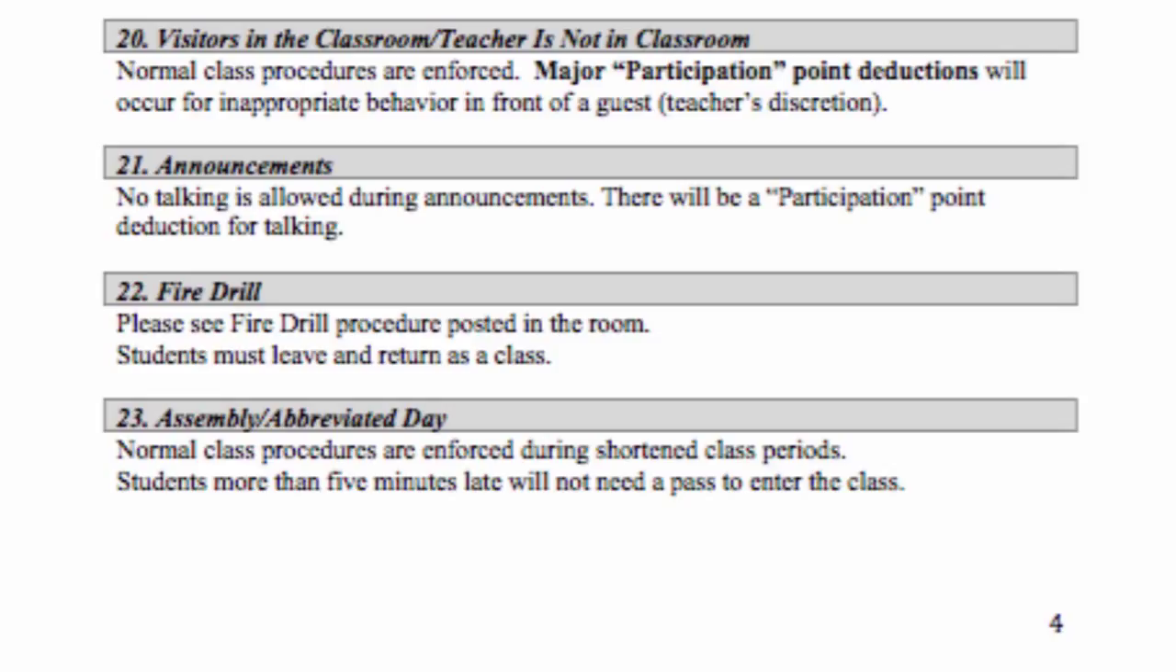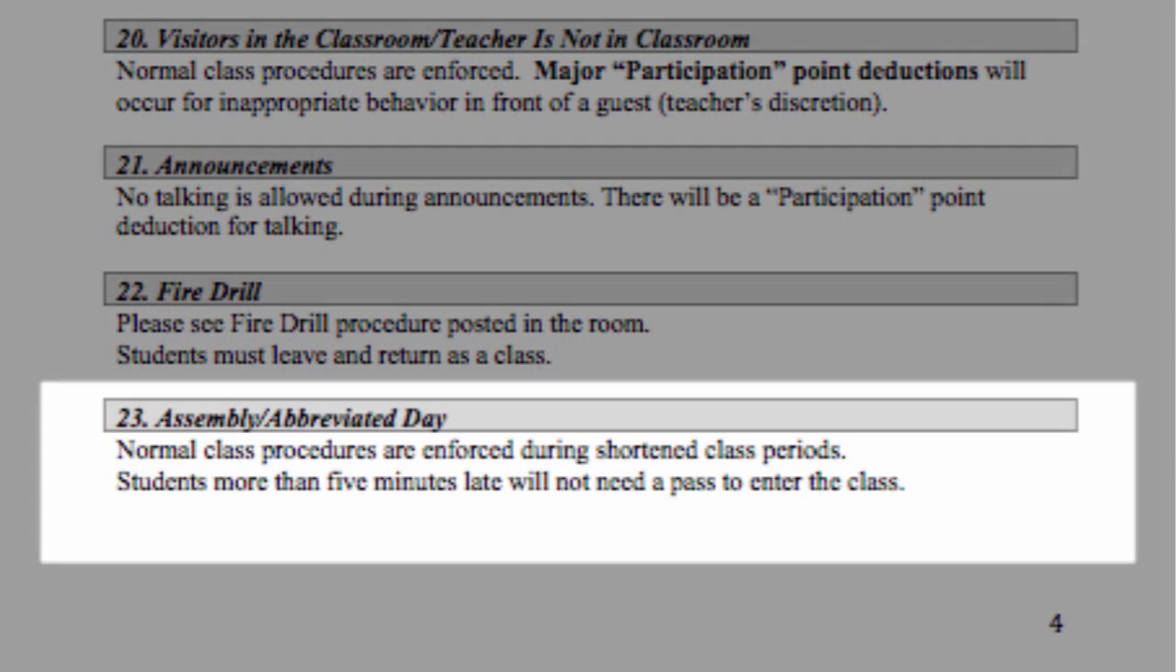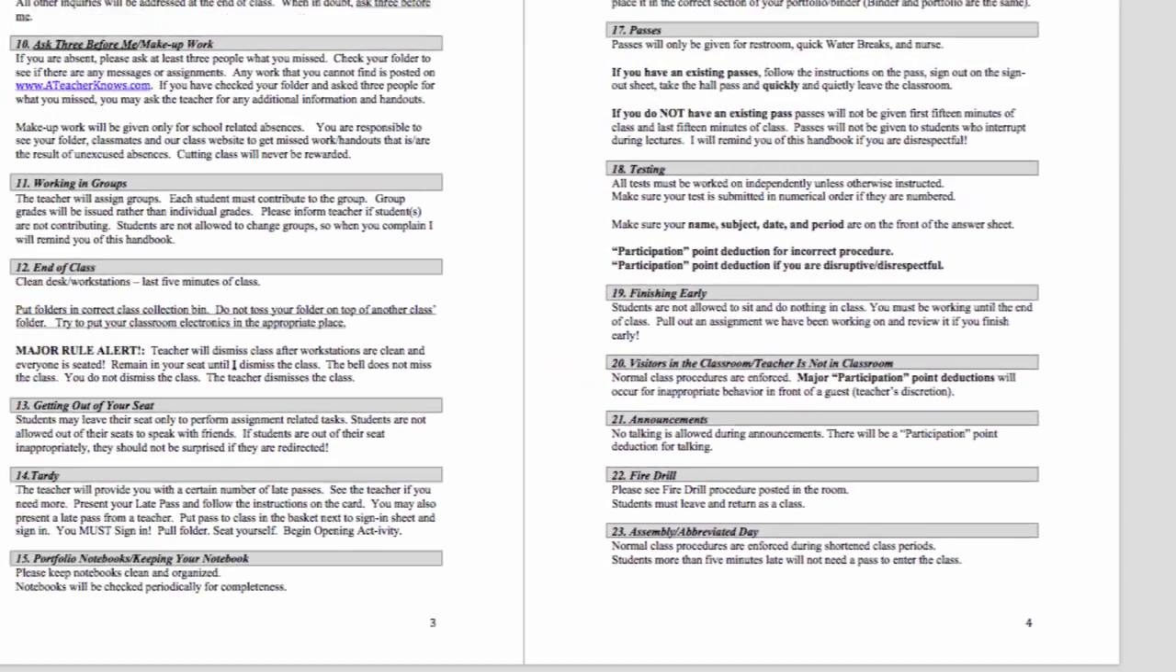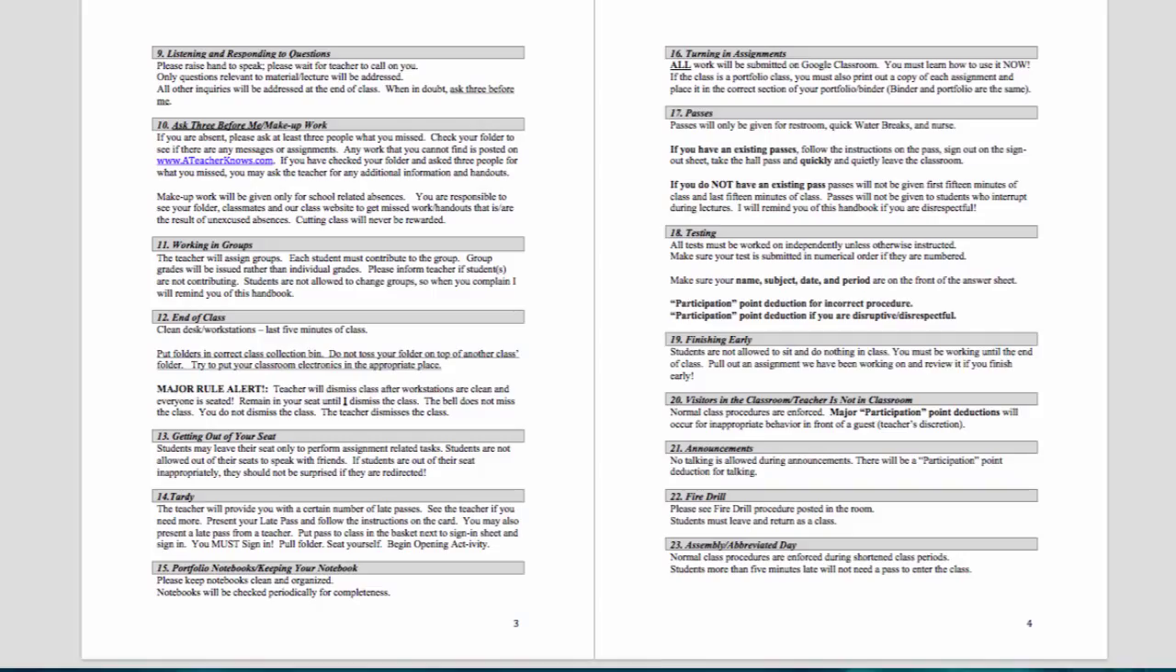Point 23, assembly and abbreviated days. Normal class procedures are enforced during shortened class periods. Students more than 5 minutes late will not need a late pass to enter the class, but please be aware, if you are super late, I will deduct participation points or even mark you absent for the day. I just don't want you to miss too much class time. So, try to get there as quickly as possible, and even better, try to be there on time.